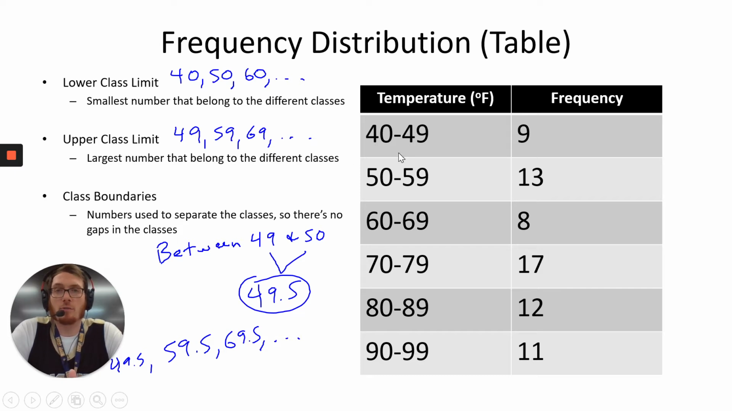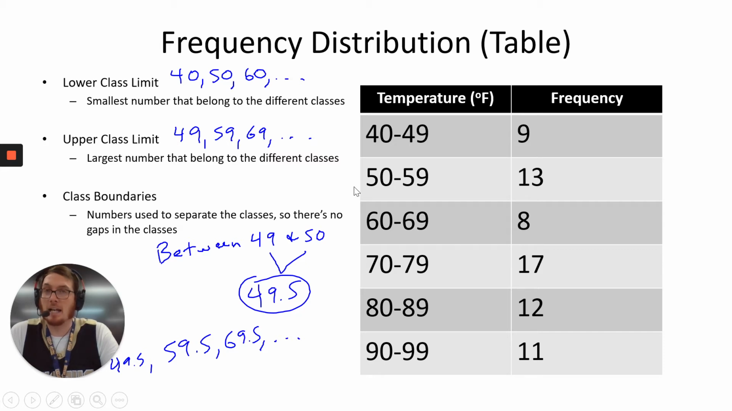Because here's the issue. What if the temperature was 49.7 degrees? 49.7 is more than 49 but less than 50. But the frequency distribution has to cover all the numbers from the range of 40 to 99. So what happens here is it's just a basic rounding principle. Take the upper class limit and the lower class limit of the next one and average them, and it's 49.5.